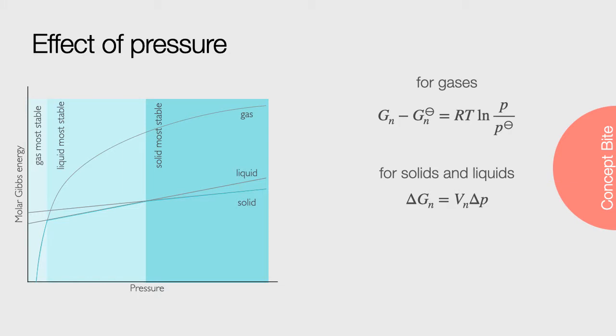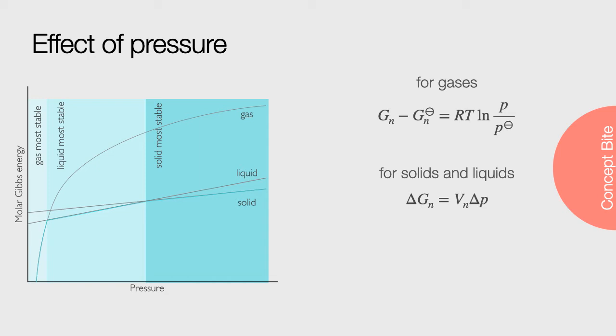We can also look at how the molar Gibbs energy changes with pressure for different phases, but we have to look at two different equations here to describe the Gibbs energy, because we know from the ideal gas law that the molar volume of a gas is dependent upon pressure. This isn't true for the solids or liquids, or at least the molar volume dependence is negligible. The larger the molar volume, the steeper the slope on this graph.